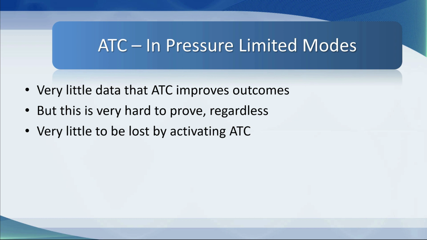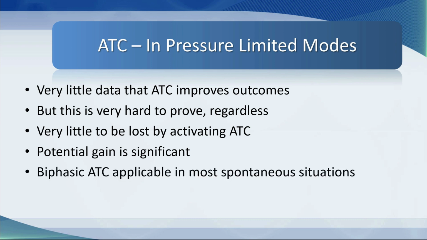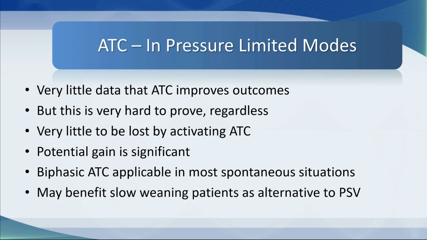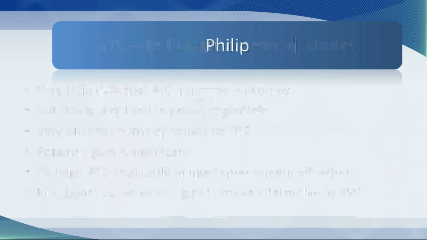So there's very little to be lost in my view by activating ATC, particularly if you're using a Draeger or Hamilton ventilator. The potential gain is significant, and biphasic ATC is applicable in most spontaneous situations, and it may benefit slow weaning patients as an alternative to pressure support if it's only being used with zero pressure support or minimal pressure support. So what about Philip?